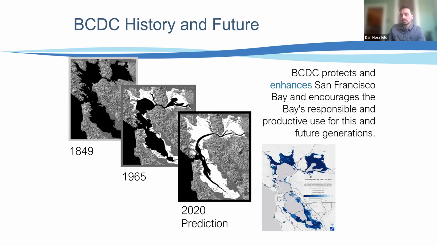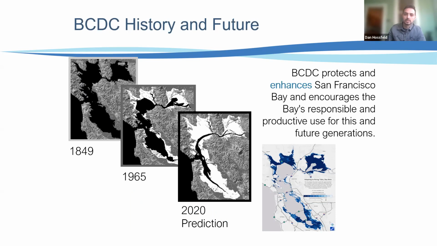So BCDC was created due to a serious threat to the bay at the time, which was the fill of the bay. And starting in the 1800s, the bay was being filled more to create more land, to build on the land. BCDC was established to stop fill, and mostly in the bay, and to preserve and protect it along with its natural resources as a public good.